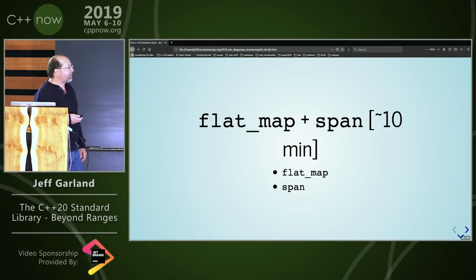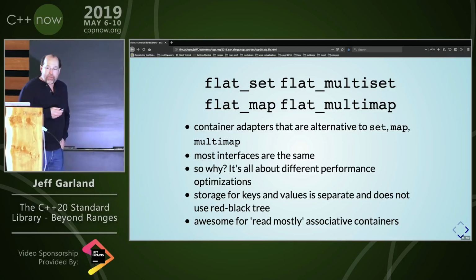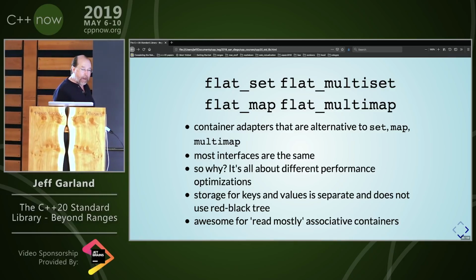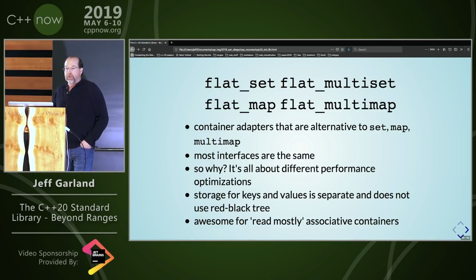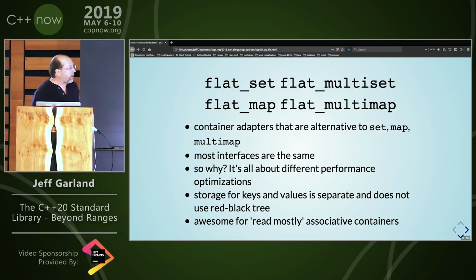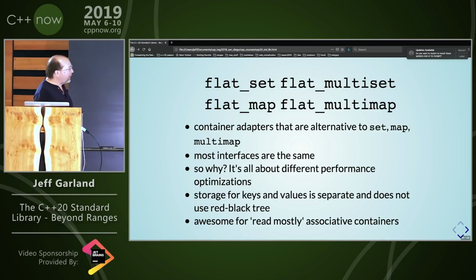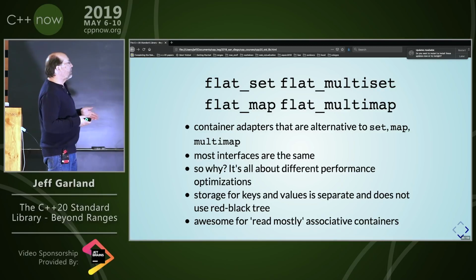So flat map and span. So flat map is really four things. It's flat set, flat multiset, flat map, and flat multimap. And despite what you might think, these are not actually containers. They're container adapters. And they are an alternative to the standard set, map, and multimap.